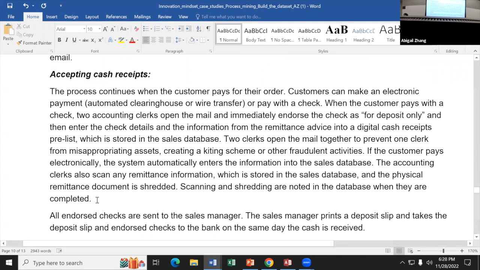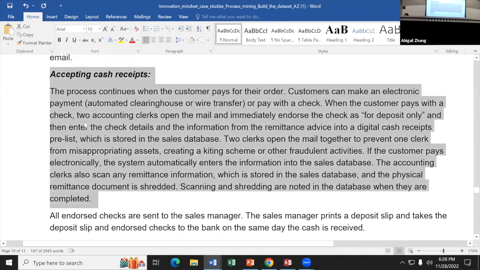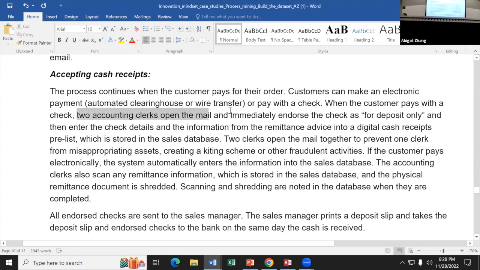Now in this paragraph, can you identify any controls and what kind of control? This is a very classic control, right? Two accounting clerks open the mail together and endorse the check as for deposit only. Is this preventive or detective? Preventive, okay? So this is to prevent what kind of risk? What kind of risk does this control prevent?